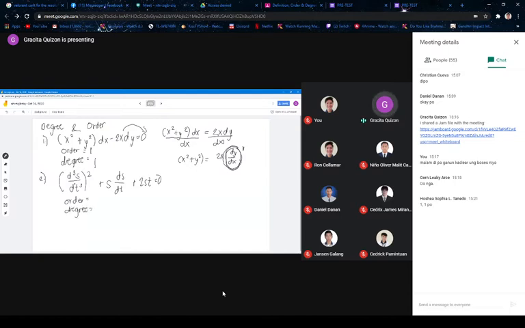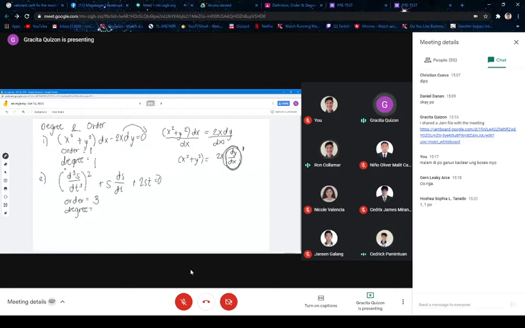So, sa second example, ano yung order natin? 3 po, kasi yun yung third derivative. So, yung degree naman natin is 2 po. 2. Okay.